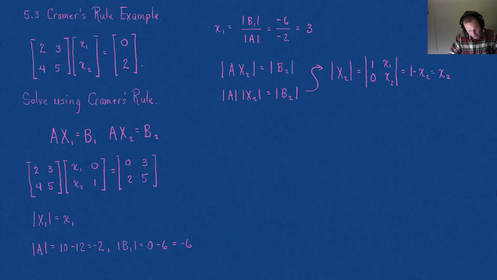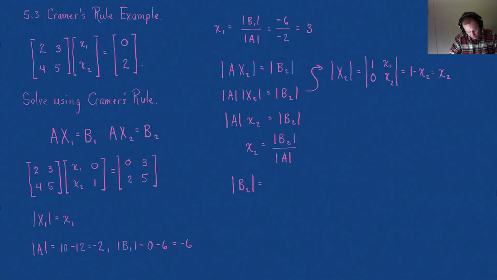And so now our equation becomes the determinant of A times x2, the component of x, equals the determinant of B2. Well, we know the determinant of A, so let's write it this way. So x2 is the determinant of B2 divided by the determinant of A. And that we already know. The only thing holding us back right now is defining the determinant of B2.